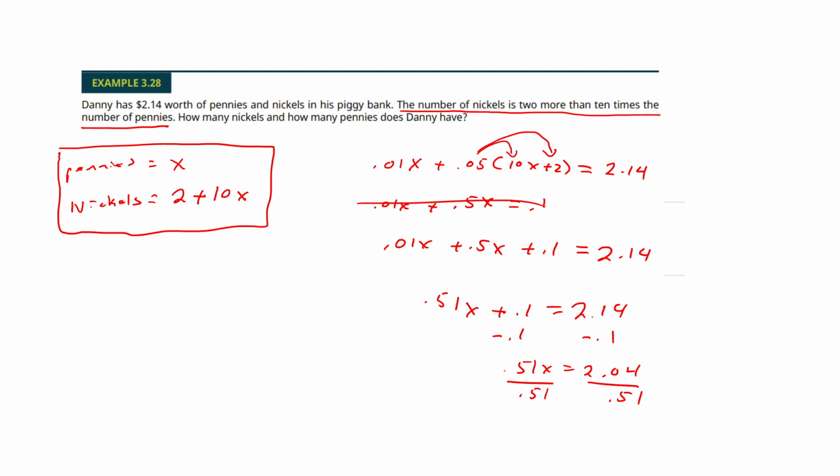I don't know why I'm doing this in my calculator because I already know what's going to happen, but just to make sure I don't screw it up. Okay, so x is 4, so there were 4 pennies. Now nickels is 2 more than 10 times the number of pennies. So I'm just putting 4 in there for x. I get 42. I had 42 nickels.